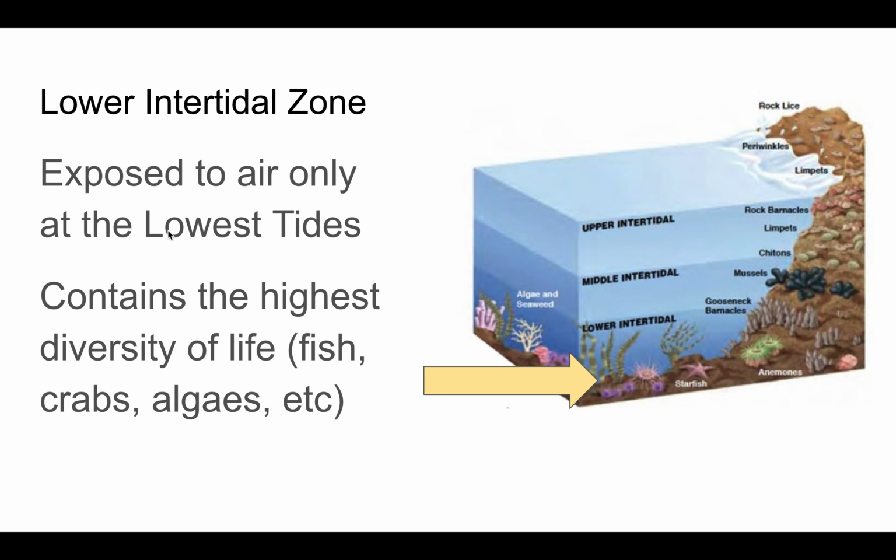And finally, in the lower intertidal zone, it's sort of harder to see because it's only exposed to air at the lowest tide. So you need to wait for really low tides to even see the lower intertidal zone. And this is also the place that contains the highest diversity of life because it's mostly underwater. So it can have lots of fish and crabs and algae and starfish and things like that. I got a couple photos of what I think is the lower intertidal zone.